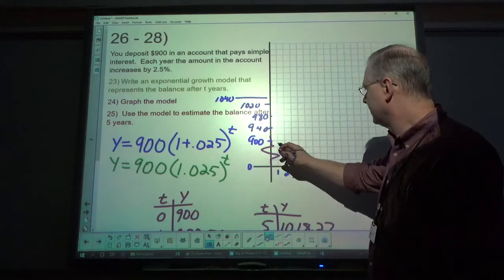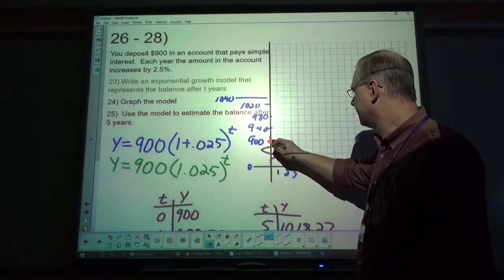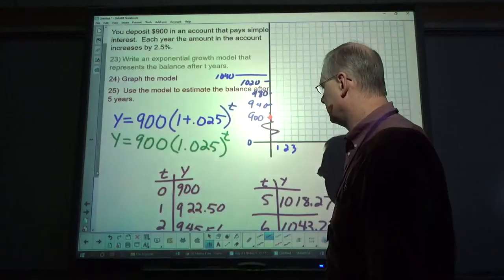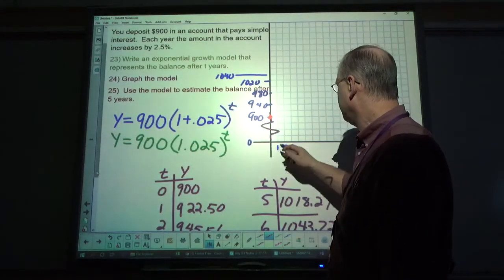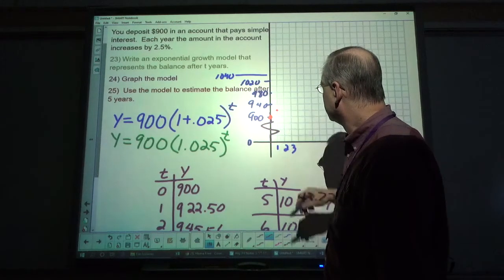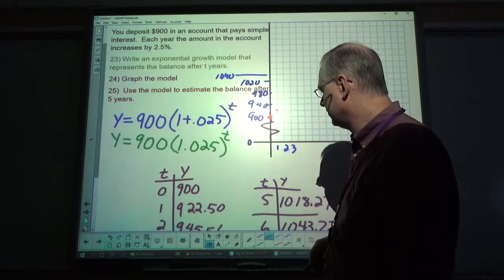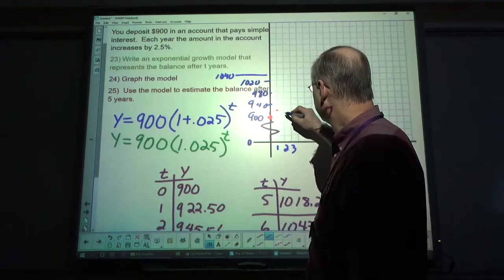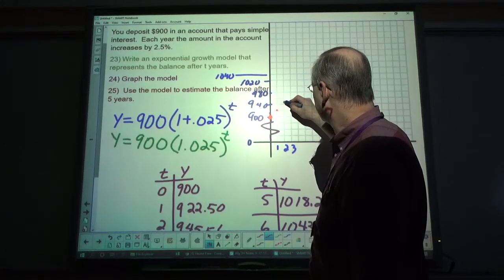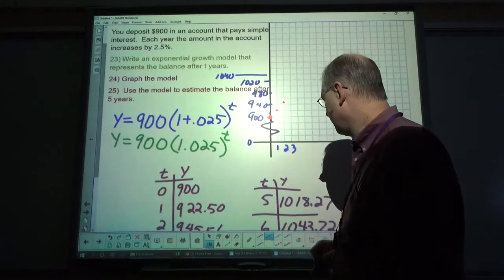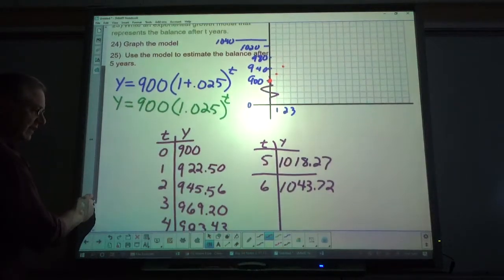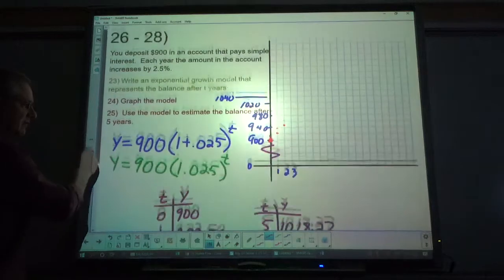Let's see, 0, 900 was the first point. The next point was just over 920. So that's about here. That's just a tad over. The 945, 940, 945 would be about a quarter of the way to the next one. The next value would be 969.